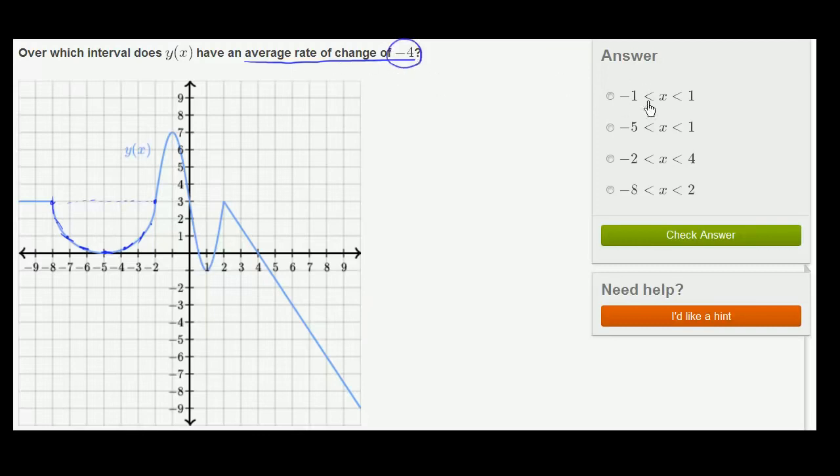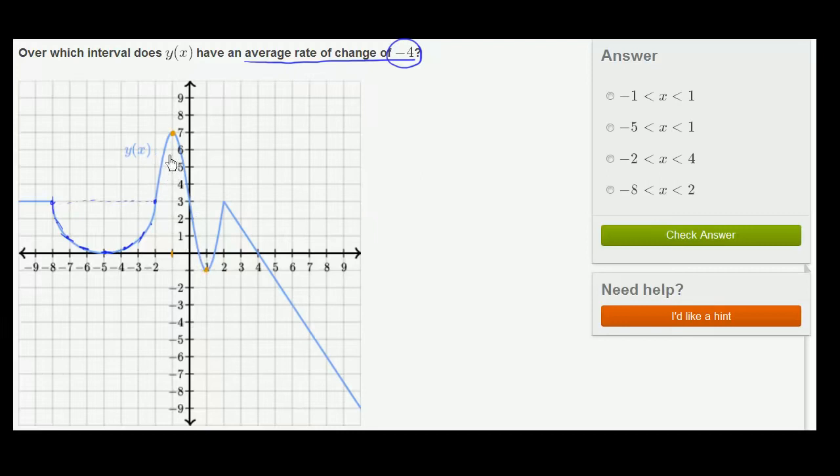So let's see the choices they give us. This first interval is x is between -1 and 1. So this is x is -1. When x is equal to -1, y of x is all the way over here. Y of -1 is equal to 7. And then when x is equal to 1, our graph is down over here. Y of 1 is -1.